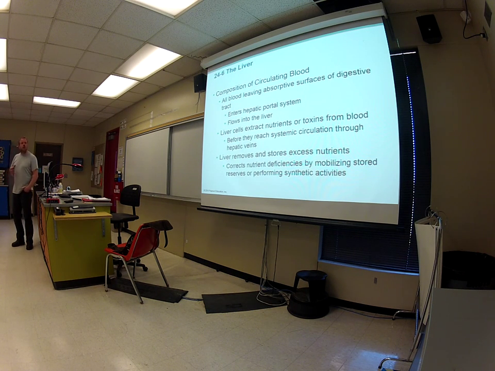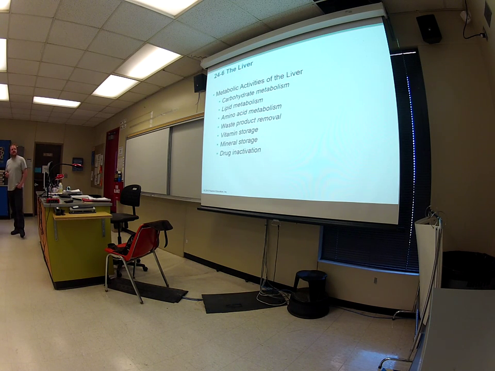All right, so composition of circulating blood, what is it doing? It's removing and storing excess nutrients. And we know where it stores it. We don't even have to talk about that. Okay, metabolic activities, well, boom. It's about breaking down and processing everything: vitamin storage, mineral storage, waste product removal, amino acid metabolism, lipid metabolism, carbohydrate metabolism. You stop that process, let's just pack it on somewhere.